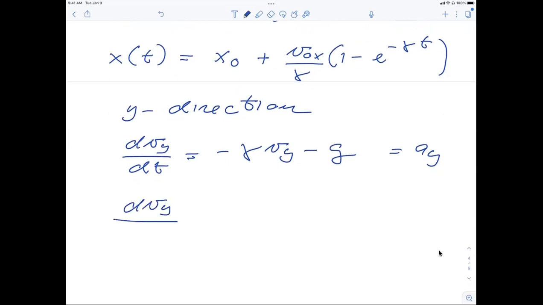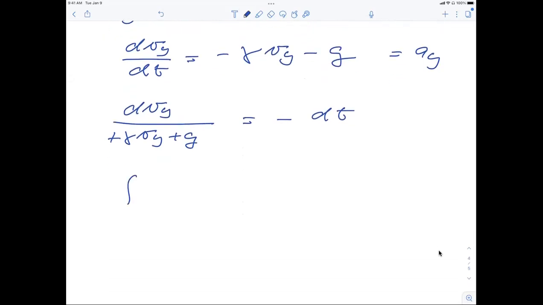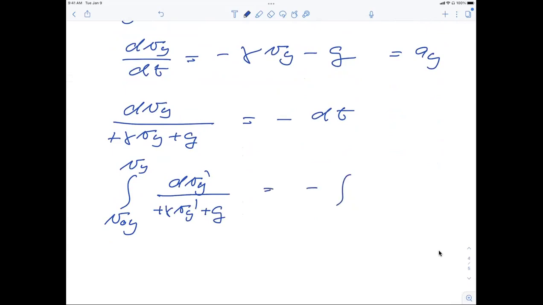We're going to have a dvy over minus gamma v of y. We can actually change it to a nicer one. We can just take plus g here, and then we have minus dt. And then we integrate up. We take v0y up to v of y, and we have dvy over gamma vy plus g, and this is equal to minus the integral from time 0 up to t of dt. And this is just minus t here, which we have seen before.